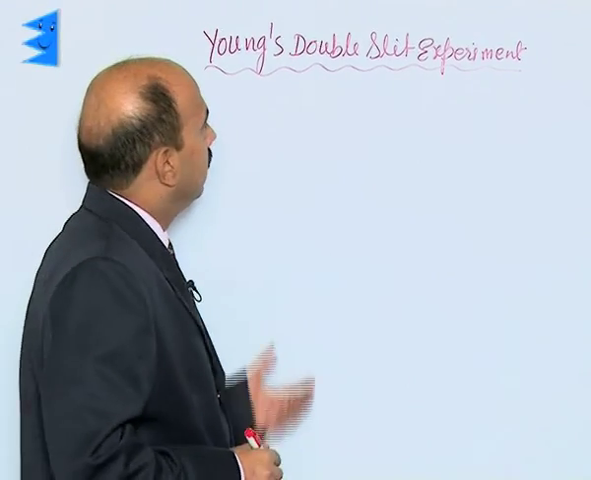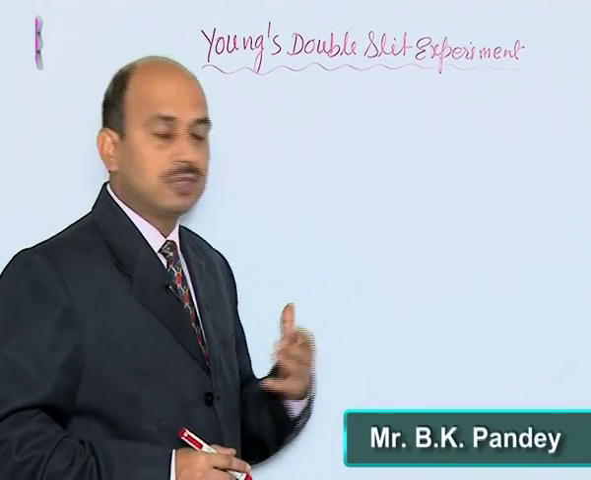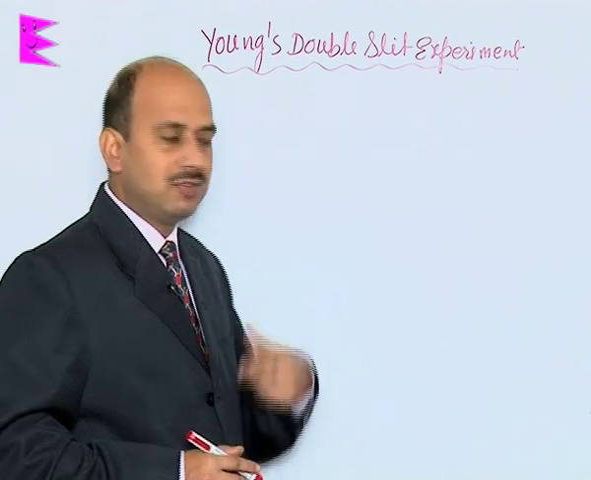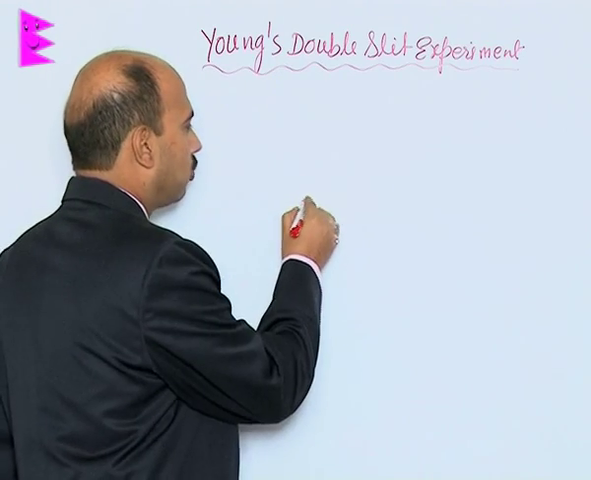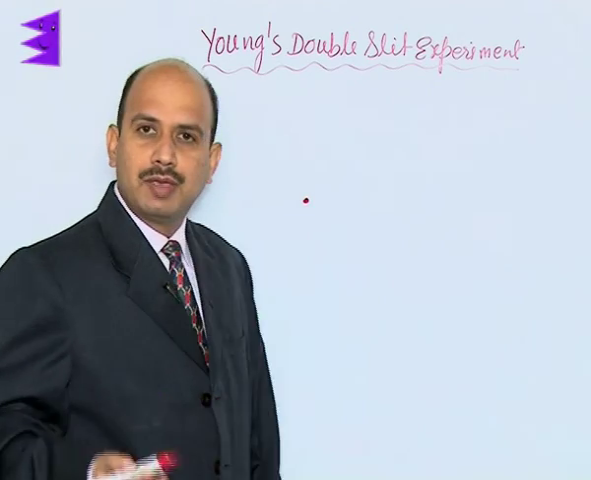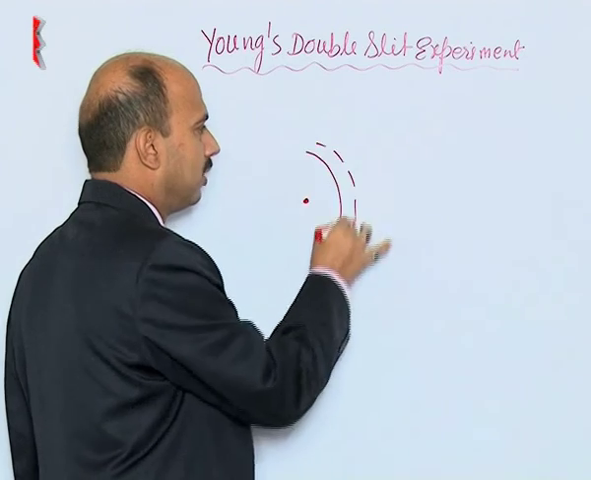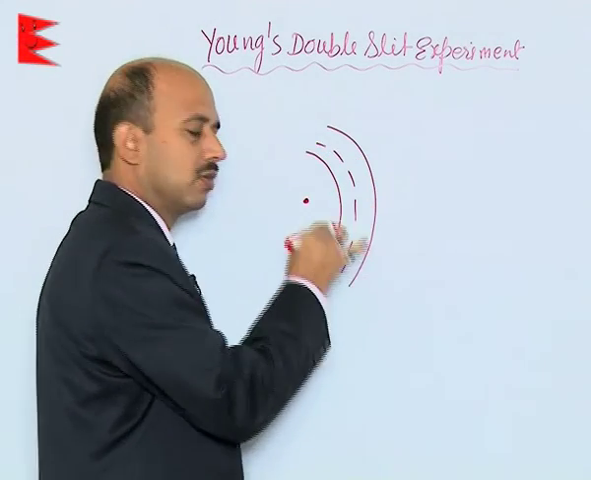Now see here, Young's double slit experiment. So we are going to do interference with the help of this experiment. Suppose we have a source of light here which emits radiations or light waves. So we can make the wavefront like this. This is the first one, second one, these are the wavefronts.